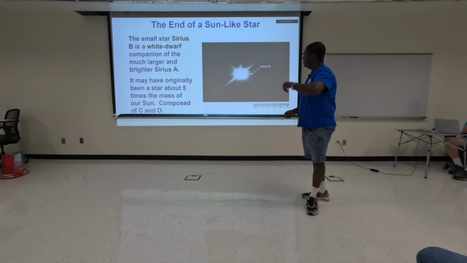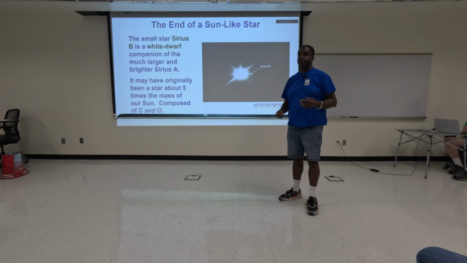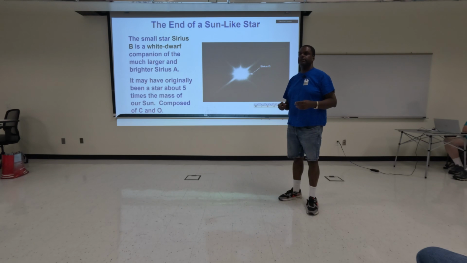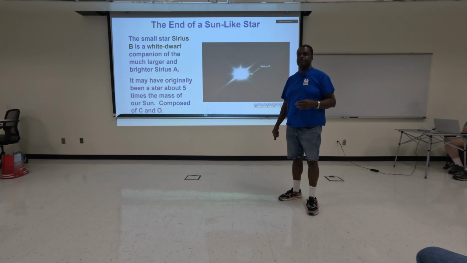An example of a white dwarf that's very famous and popular would be Sirius B. It may have been a star about 5 times the mass of the sun, composed of carbon and oxygen now. But here is Sirius B next to, of course, Sirius A, which is the brightest star we ever see at night.